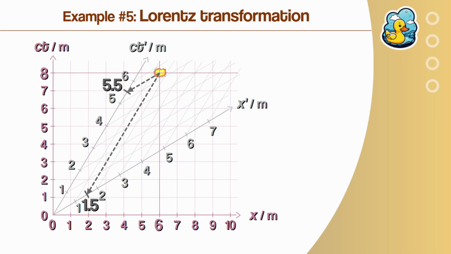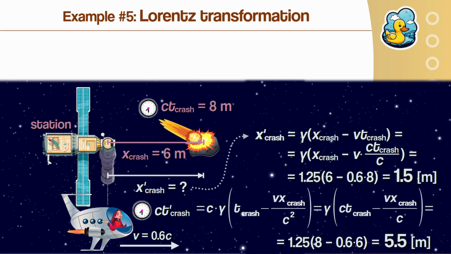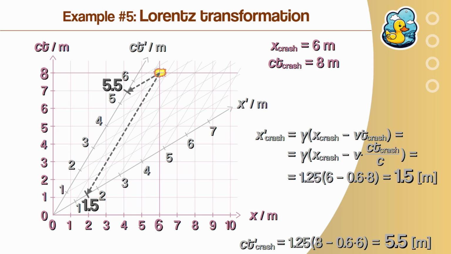Notice how these values match exactly what you would get from the Lorentz transformation equations. That's, of course, not a coincidence. The tilted axes are scaled exactly so to reflect those very transformations. This shows how space-time diagrams aren't just pictures. They are tools for solving real relativity problems.